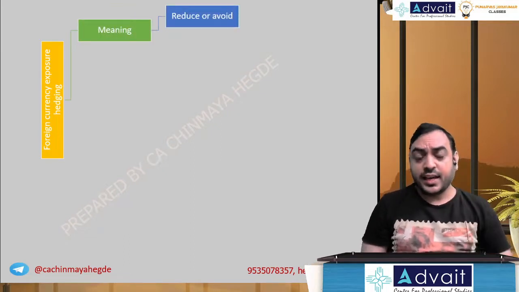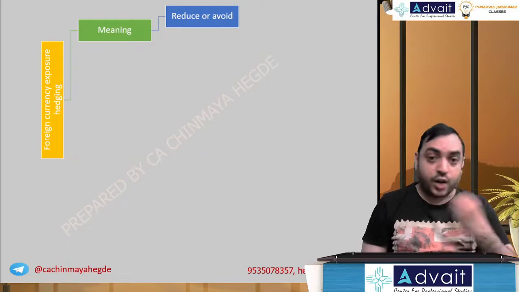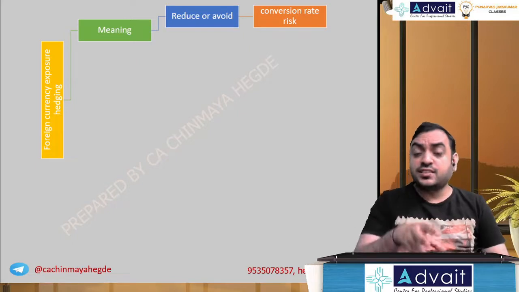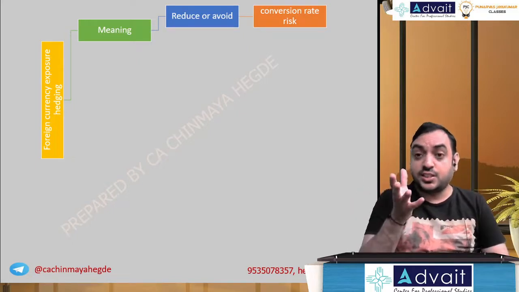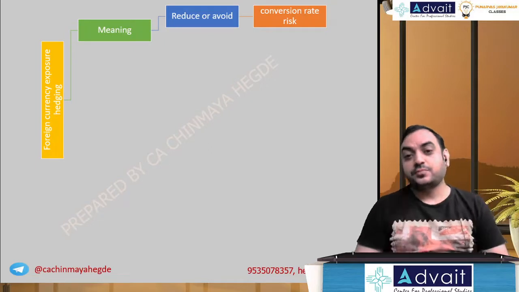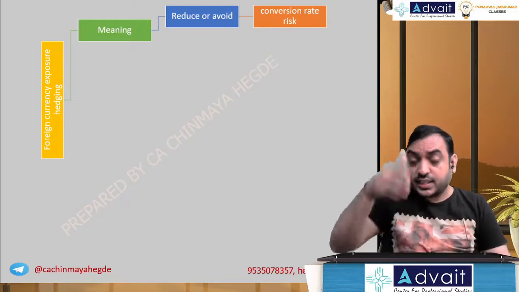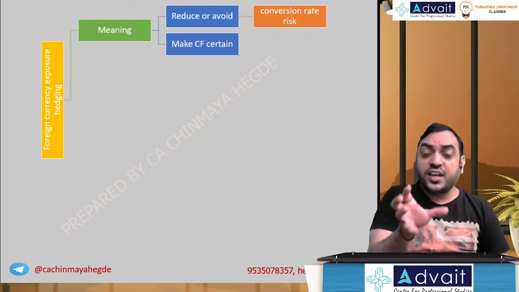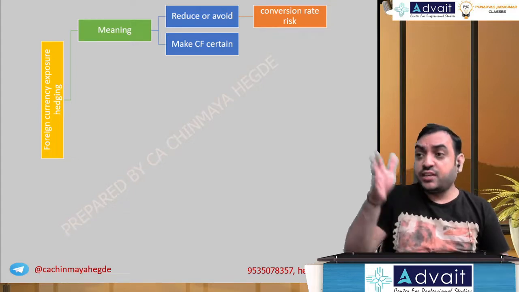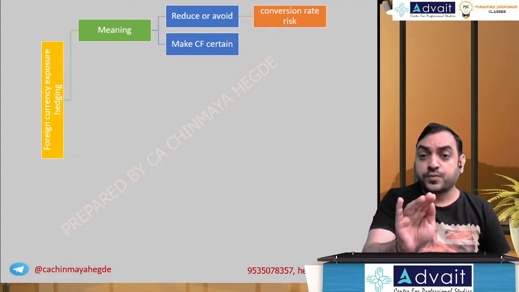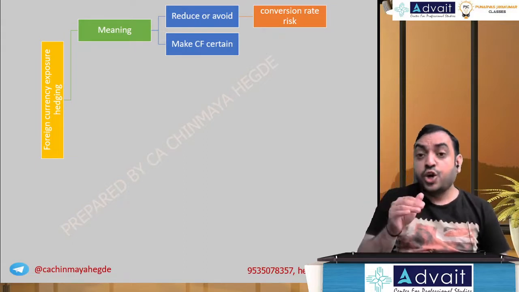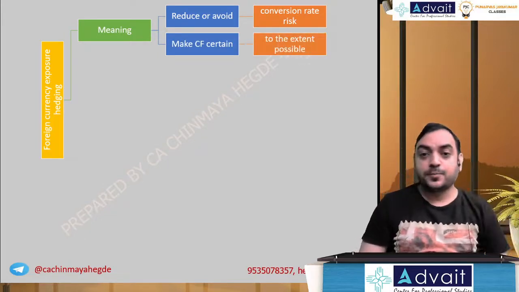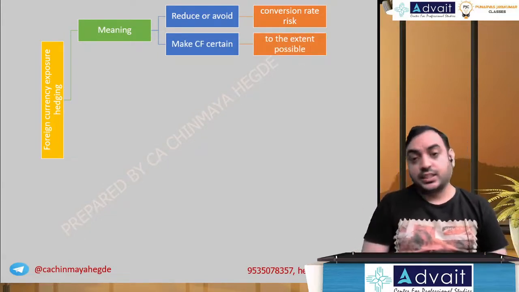So, what do you mean by hedging? Risk reducing or avoiding risk. And what is the risk in this chapter? The exchange risk keeps fluctuating. The conversion rate, that is the risk. Because of the exchange rate fluctuations, inflow or outflow is uncertain. For an exporter, inflow; for an importer, outflow is uncertain. And we are trying to stabilize that, making the cash flow certain.